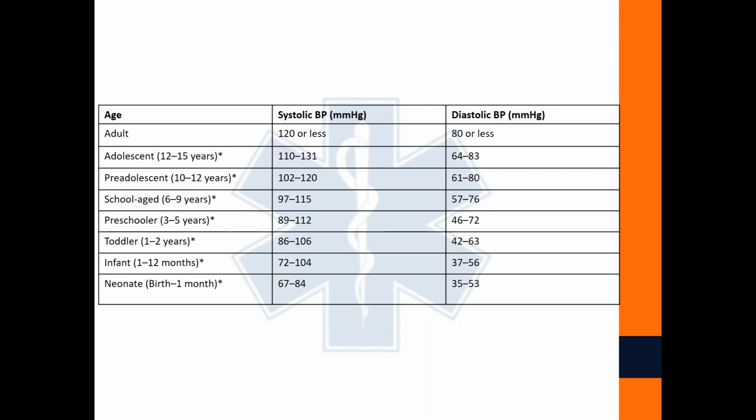So we don't do a whole lot down to 1 to 2 years of age in toddlers, but just know that the further down you go, so for adults, we're looking for 120 over 80. The further down that list we travel, the lower the patient's blood pressure is going to be.